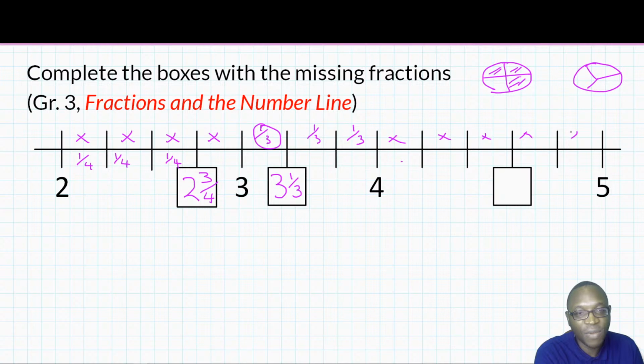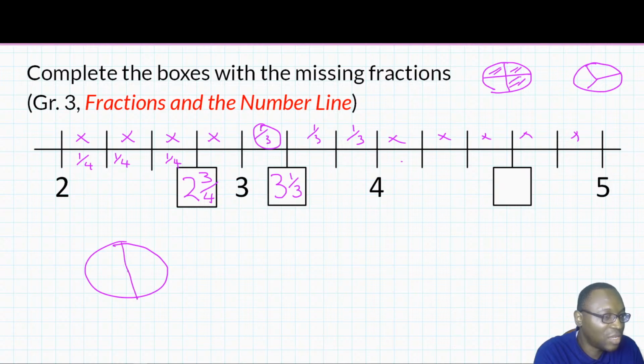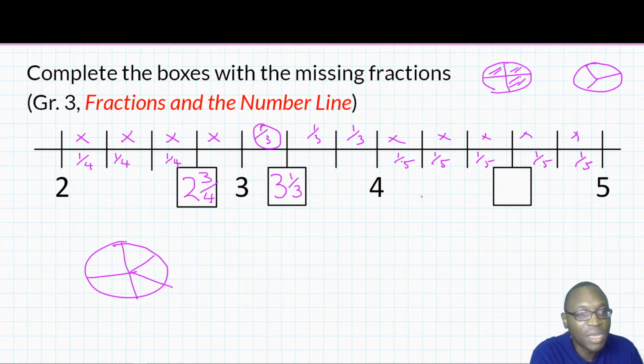And then for the last one here, you have 1, 2, 3, 4, 5. So you have 5 spaces here. So each space is going to be a fifth. So you divide 1 into 5 different units. So you're going to have 1/5 right here, 1/5, 1/5, 1/5, and then 1/5. So you have 5 of them to make 1 unit. So where does this square come up? It comes up after the 3rd space. So 1, 2, 3. So you're going to have 3/5, and then your whole number is 4.